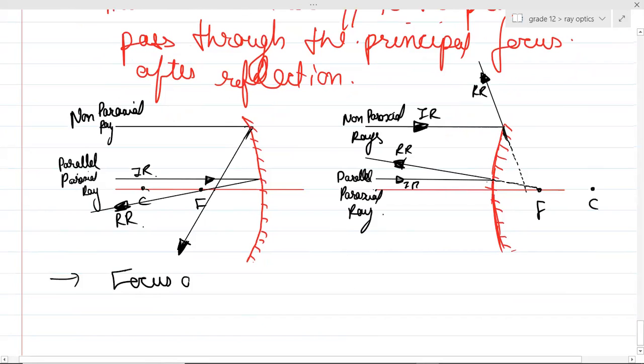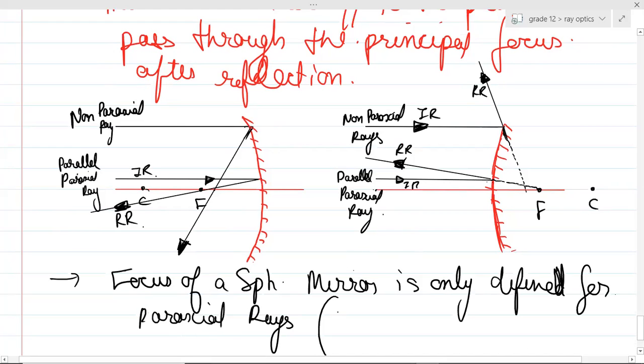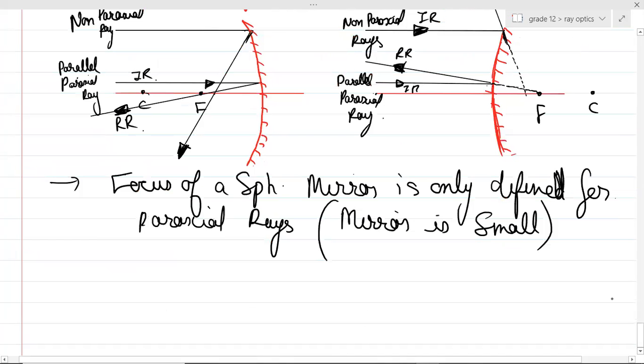So please remember, the focus of a spherical mirror is only defined for paraxial rays. And the teacher assumed this particular thing by saying that the mirror is small. Your teacher might have told you this, because the mirrors are very small, right?